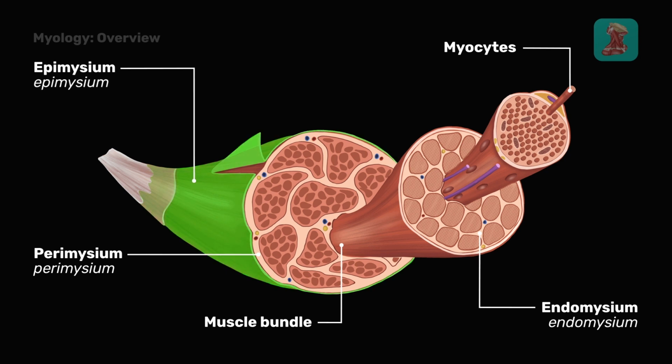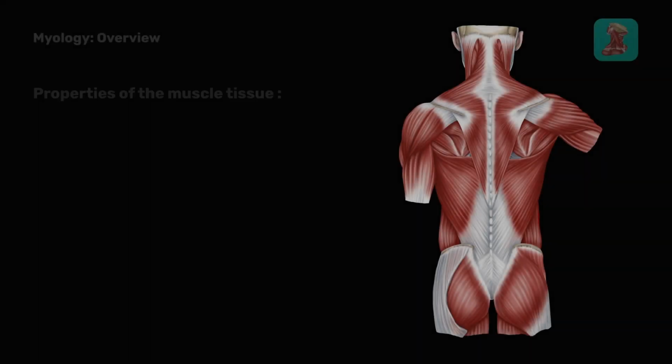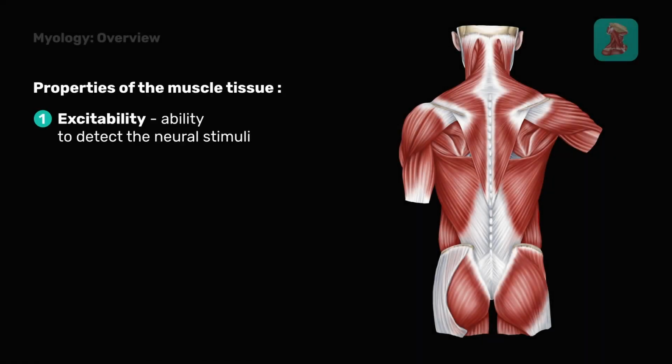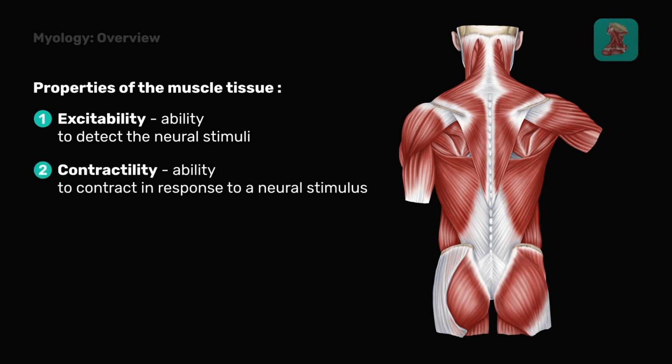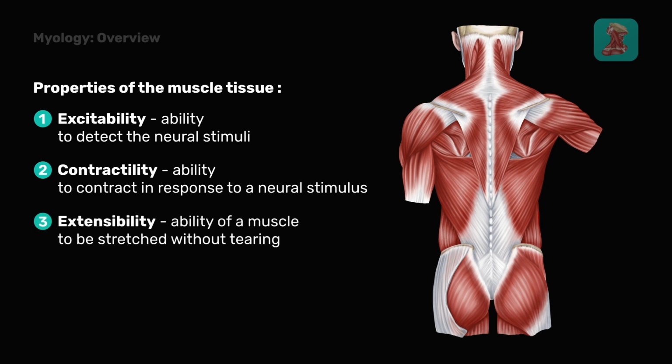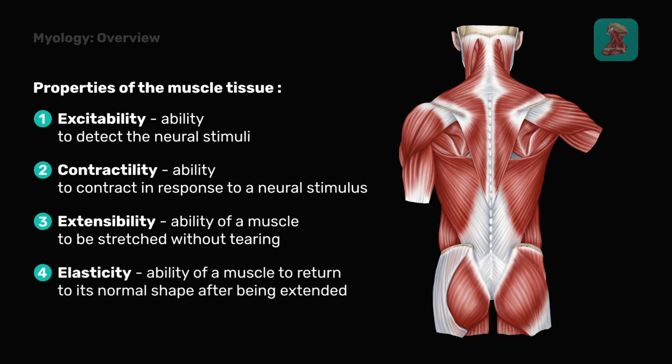This structure gives muscle tissue four basic physiological properties. Excitability, which is the ability to detect the neural stimuli. Contractility, which is the ability to contract in response to a neural stimulus. Extensibility, which is the ability of a muscle to be stretched without tearing. Elasticity, which is the ability of a muscle to return to its normal shape after being extended.